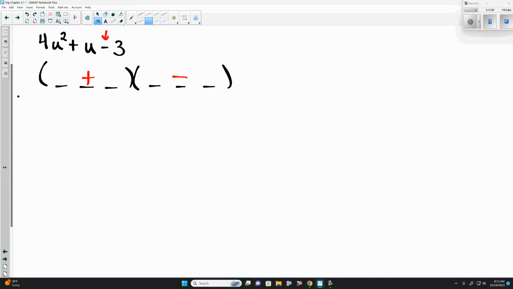Now, the fourth step, which I haven't written up here yet, this does kind of fall along with the cross method, is to find the factors of the first and third term.